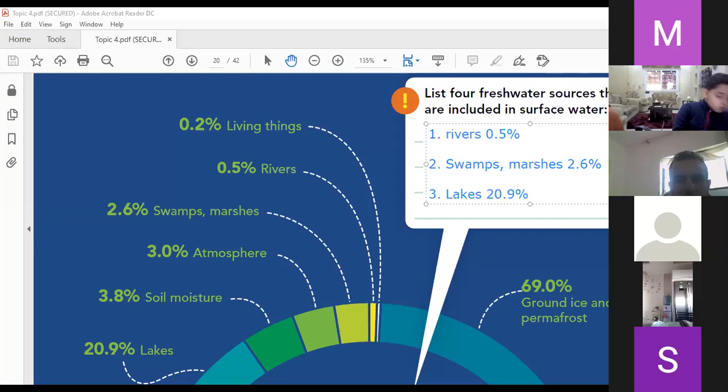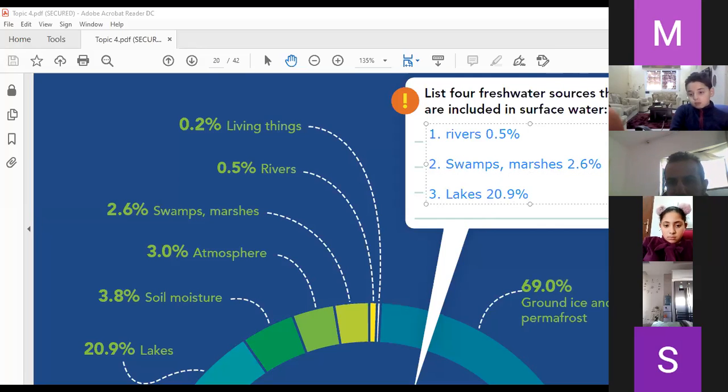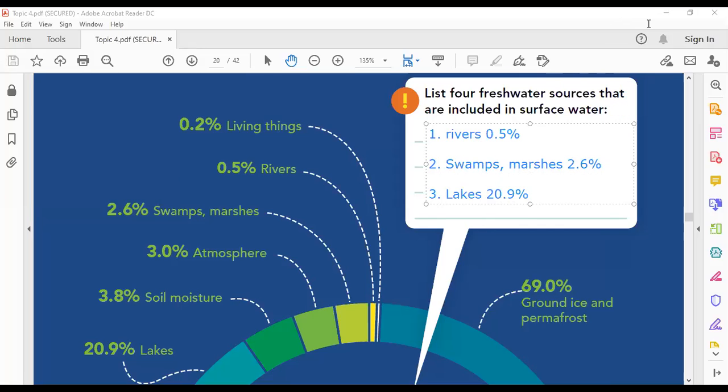Another, who can give me another example? Ahmed, of course. Atmosphere. Yes. How much? 3.0. Yes, 3% of Earth's fresh water on the surface is found in the atmosphere. Thank you, Ahmed. That's right. Atmosphere makes up 3.0%.